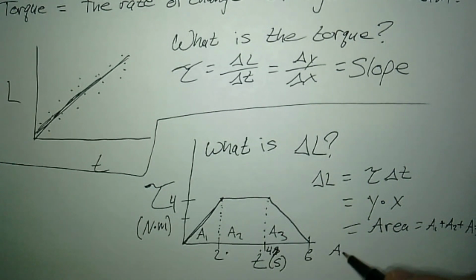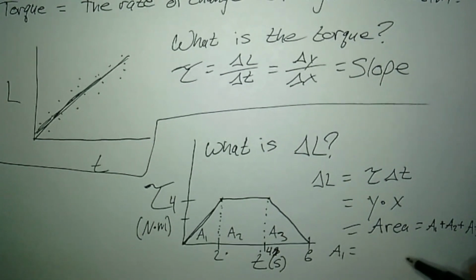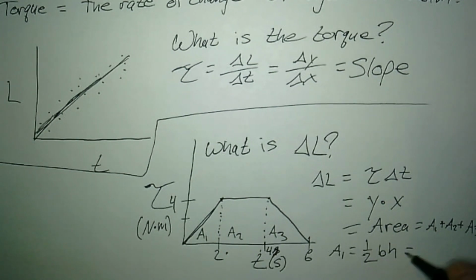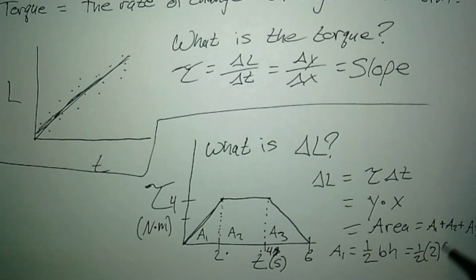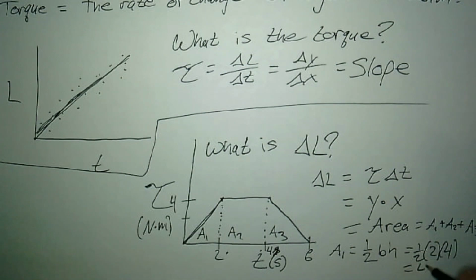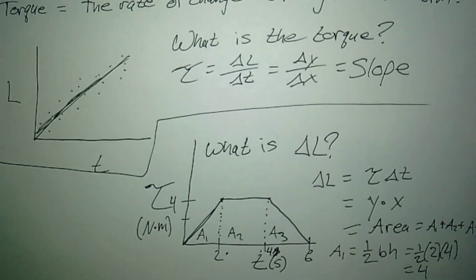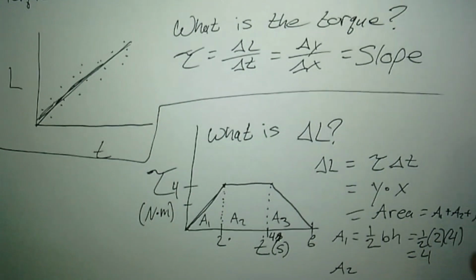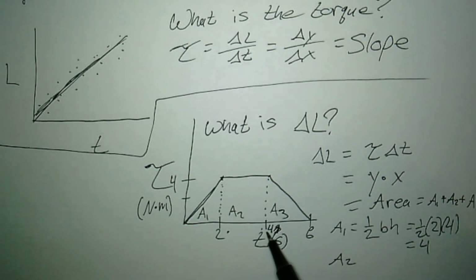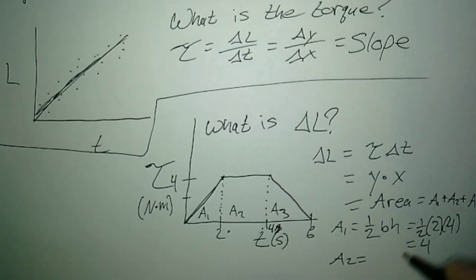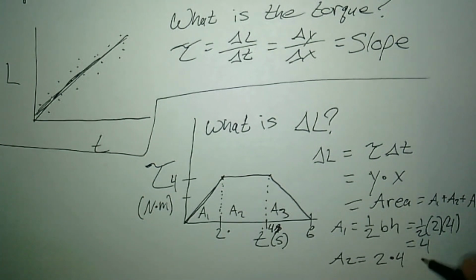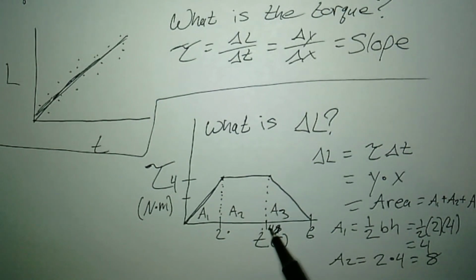So A1, we're going to say, is 1/2 base, which is 2. Let's write BH first. So it's going to be 1/2 times 2 times 4, the height, so that's going to have a value of 4. Area 2 has a width of 2 and a height of 4, and it's a rectangle. 2 by 4 equals 8, but then I now have to double the triangle.